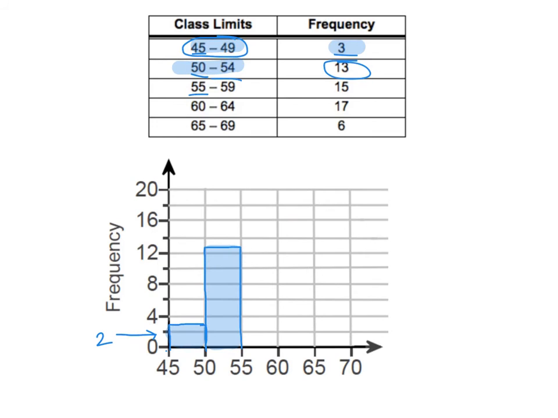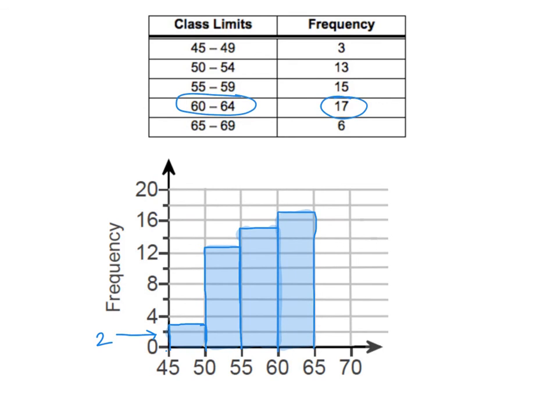Next, we'll do the same thing with our third class. So from 55, I'm going to go to frequency of 15. So I'll start at 55, and I'm going to go up to 15, and then I'll go down at 60, and I'll shade this in. Now we have our fourth class from 60 to 64, and the frequency is 17. So I'll start at 60 and I'll go up to 17, which is here, and then we'll drop down at 65, and we'll just shade that in.